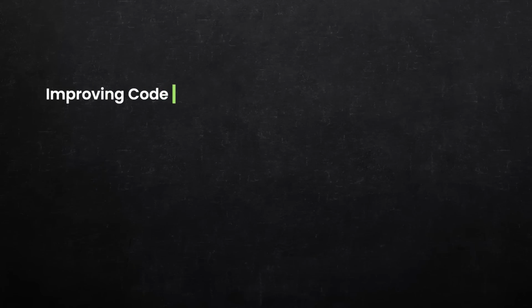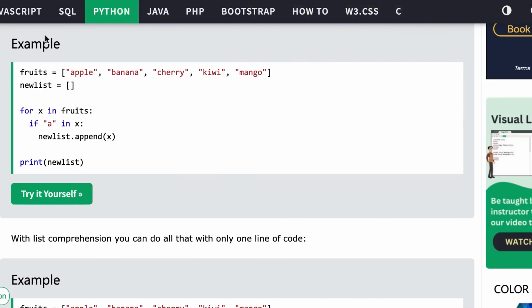We can also ask ChatGPT for ideas to improve our code. For example, here on w3schools.com, we have this piece of Python code where we use a for loop to iterate over a list of fruits. If the fruit has A in it, then we add it to a new list. I'm going to copy this code and give it to ChatGPT to see how we can improve this code.